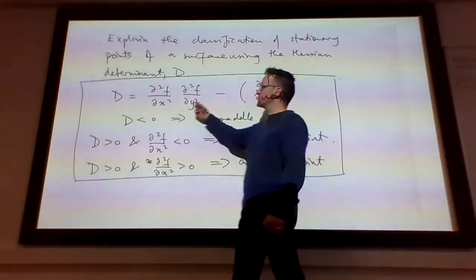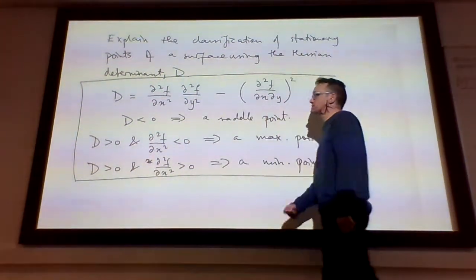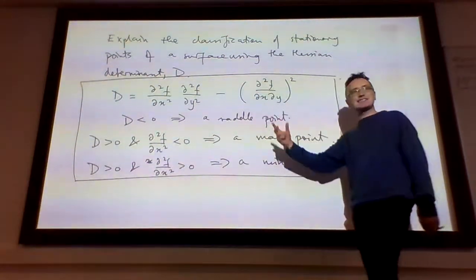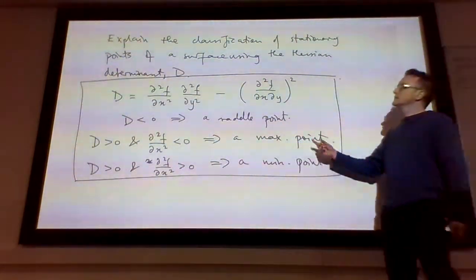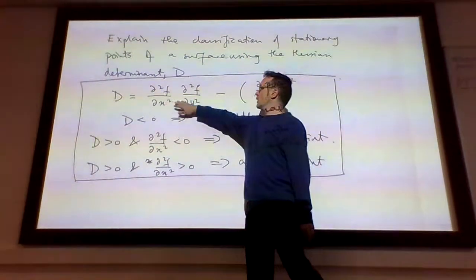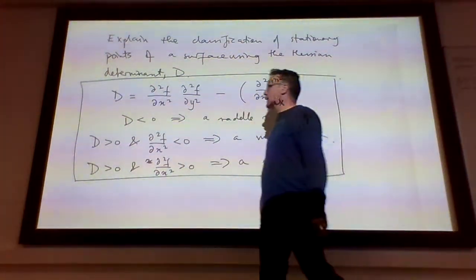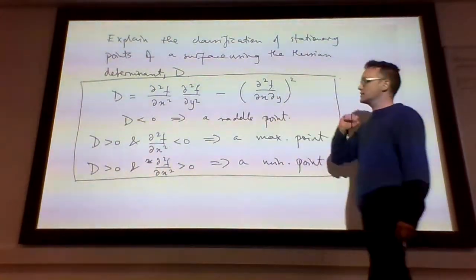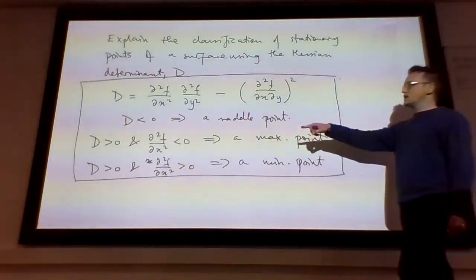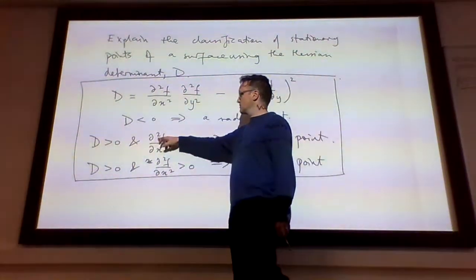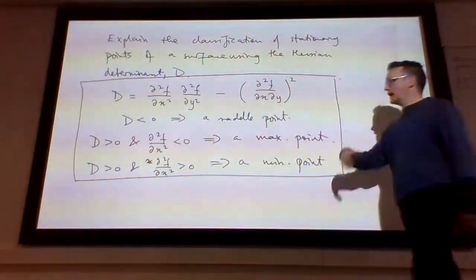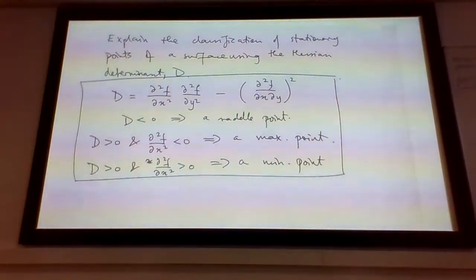So you have this mixture of second-order partial derivatives, D, the Hessian determinant, and you evaluate it at the stationary point. This expression is a function in x and y. When you evaluate it at the stationary point, you get a numerical value. If it's negative, you got a saddle point. If it's positive, you then check the second-order partial derivative d2f/dx², and whether that is positive or negative then determines a maximum or minimum point.